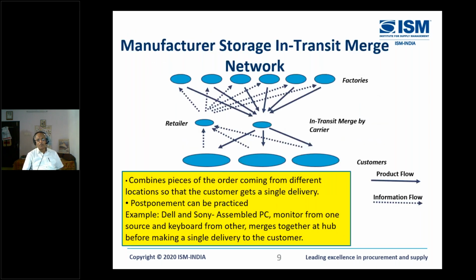There may be another system, the manufacturer storage in transit merge network. So there are warehouses or retailers, they merge the components and then supply. Examples: Dell and Sony assemble a PC, monitor from one source and keyboard from another, merged together at the hub. So in this hub, they combine all these materials and deliver it to the customer. The dotted line gives the information flow, and product flow is shown by the solid lines.